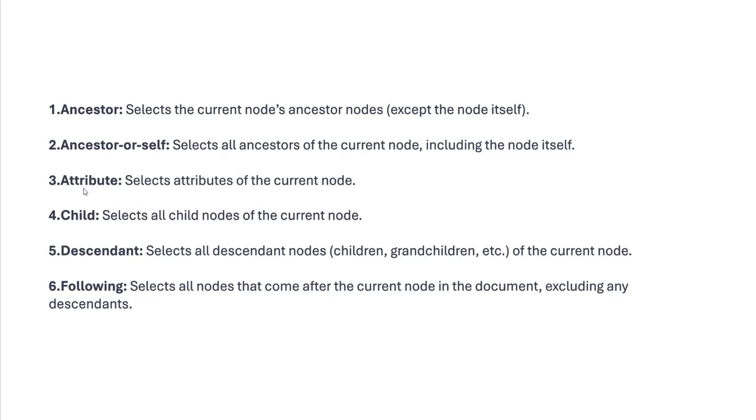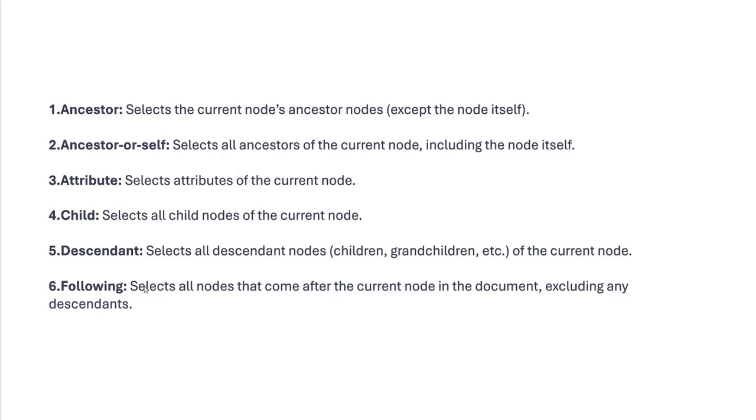Attribute selects the attribute of the current node. It is a normal attribute. Child selects all child nodes of the current node. If there are children's child nodes, it will identify them. Descendant selects all the descendant nodes, the children and then grandchildren of the current node.